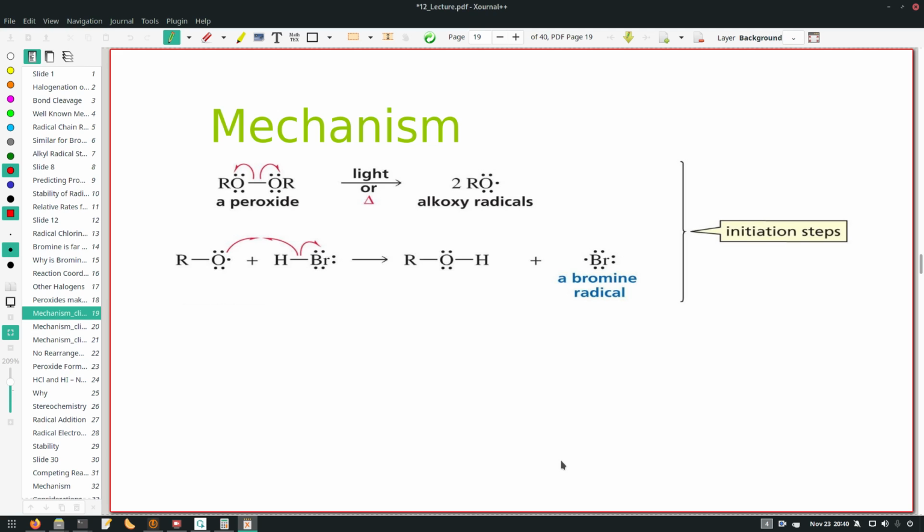But as long as we show that ROOR separates into those radicals in our initiation step, and then we see that that initiation step actually does indeed collide with our HBr to create a halogen radical. So unlike our alkyl halides, we have two initiation steps on this.